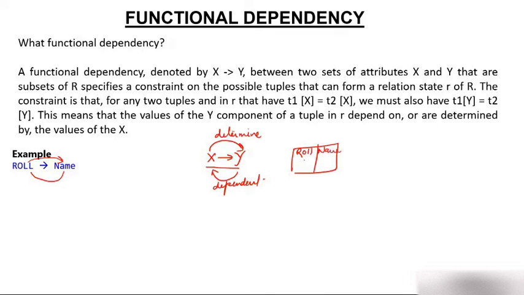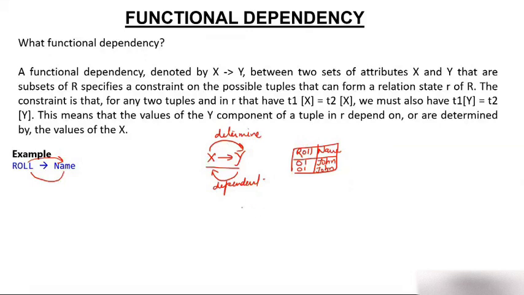Okay. So if I write roll number 1, it's of John. And if I again write roll number 1, then 100% it will be of John only, because a roll number is unique, and roll number always determines what? Name. So if I'm repeating roll number, the name will also get repeated. This is how the dependency is holding. So this means name is dependent on roll number.